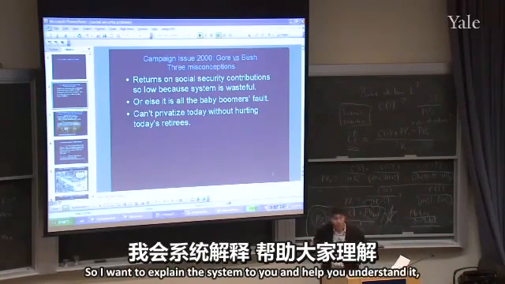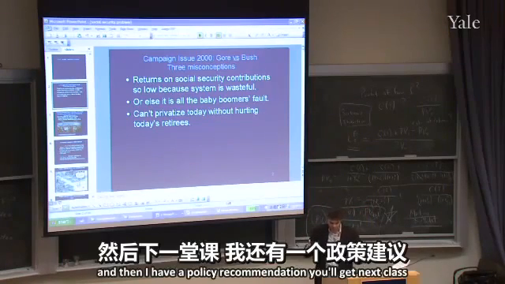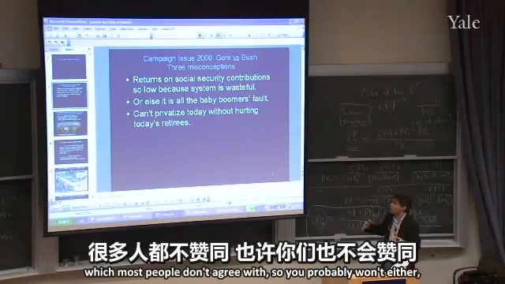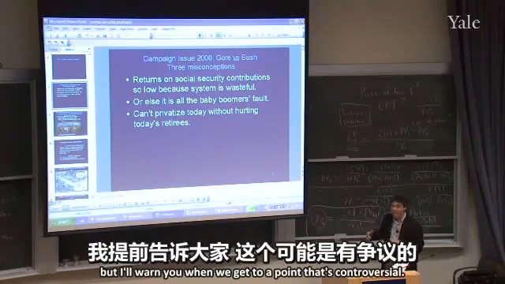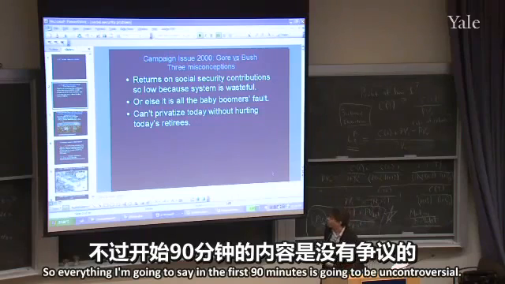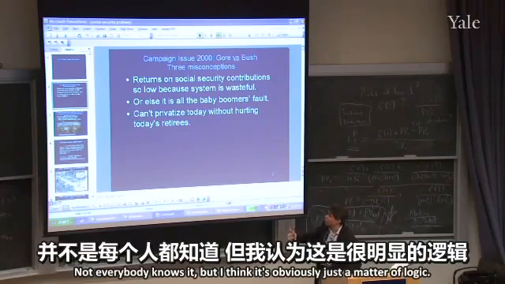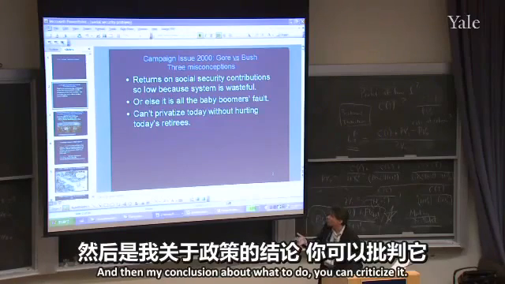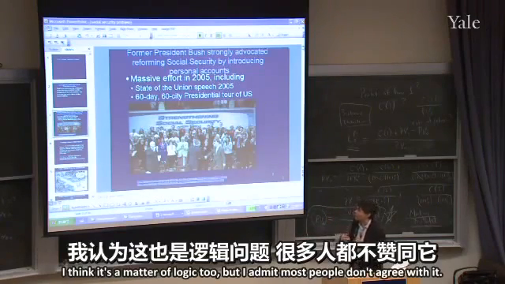Okay, so I want to explain the system to you and help you understand it, and then I have a policy recommendation you'll get next class, which most people don't agree with, so you probably won't either. But I'll warn you when we get to a point that's controversial. The point before that, everything I'm going to say in the first 90 minutes is going to be uncontroversial. Not everybody knows it, but I think it's obvious. It's just a matter of logic. And then my conclusion about what to do, you can criticize it. I think it's a matter of logic too, but I admit most people don't agree with it.